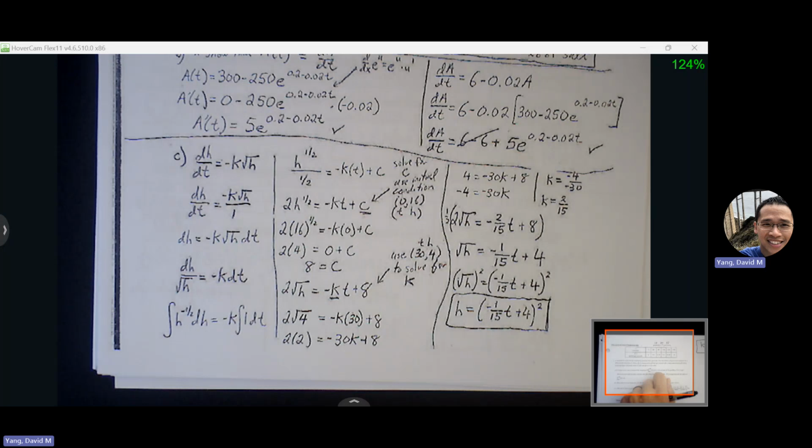That gives me my C value. I have my C value. I'm going to update my equation with 8. And once I have that 8, I'm going to use my other order pair, which is 30, 4, 30 in for T, 4 in for H, and that will help me solve for K. And once I've solved for K, then I can go back to my equation and begin to work towards solving for H. So I multiply everything, divide everything through by 2. I square both sides, and I eventually made my way down the page.